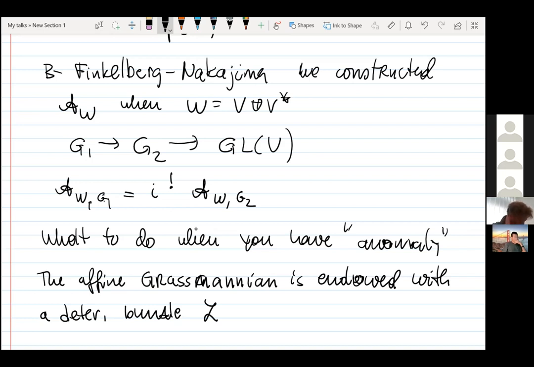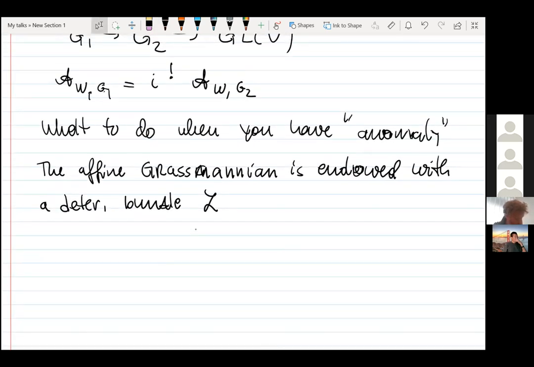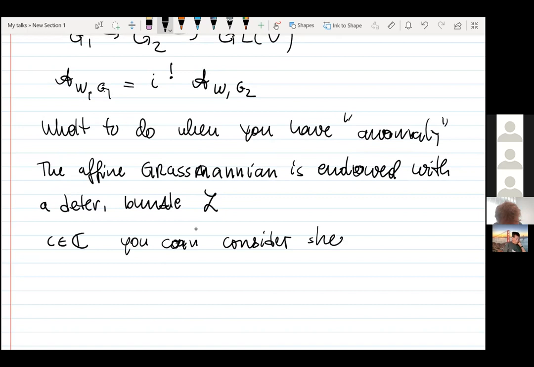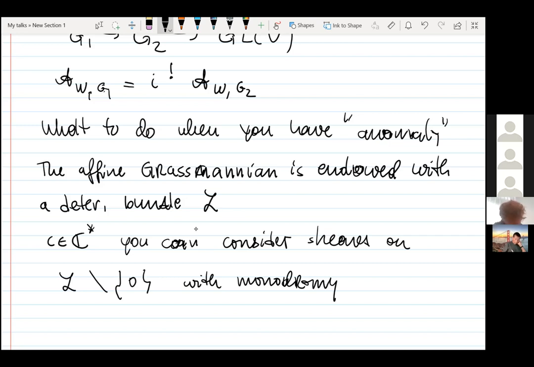But if G is simple, for example, then there's a unique minimal one and so on. Let me think. But this way, whenever we have a line bundle on the space, and if you fix some complex number C, you can consider sheaves on the total space of this line bundle minus the zero section with monodromy exp(2πi C) over the fibers.